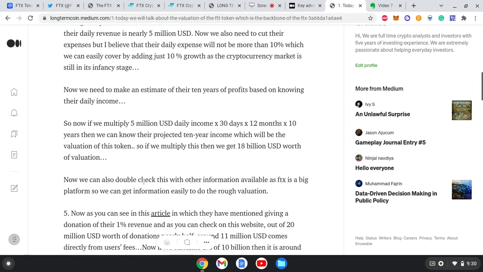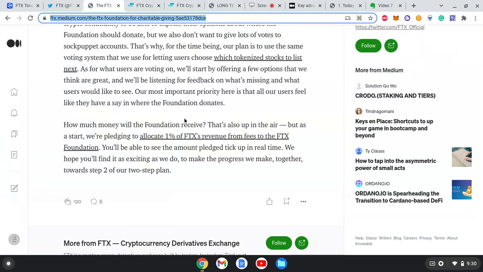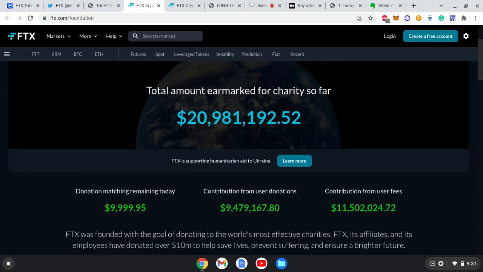Now we can also double check this with other information available, as FTX is a big platform, so we can get information easily to do the rough valuation. So now, as you can see in this article, which is here, I guess, yeah, in this article, they have mentioned giving a donation of 1% of the revenue, and as you can check here on their website, the FTX Foundation, out of 20 million US dollars, the contribution from users fee is nearly 11 million USD.